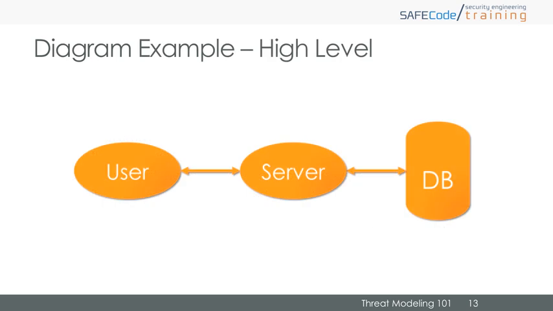This simplistic diagram shows a very high-level view of a generic system. A user interacts with a server, which interacts with a database. No details about the data flows and modes of communication are offered yet, and no helpful details about the system's inner working are apparent. But even at this high level, some possible threats become apparent.